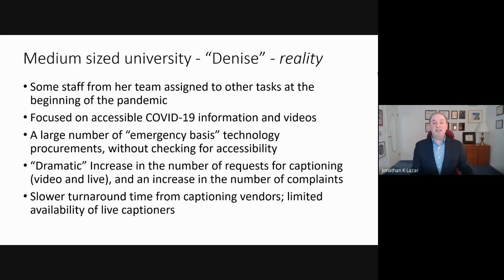And finding live captioners during the year was actually really hard. She said they often just did not have the capacity, even when they had people at her university ready to hire live captioners and ready to pay for it. They still couldn't find people to do live captioning. So she said that was really a problem. So that kind of tells you the story about Denise at the medium-sized university.